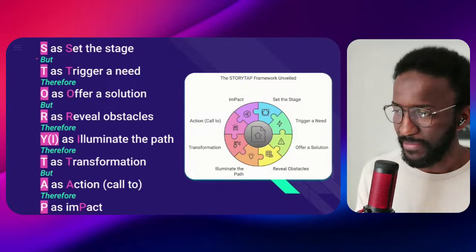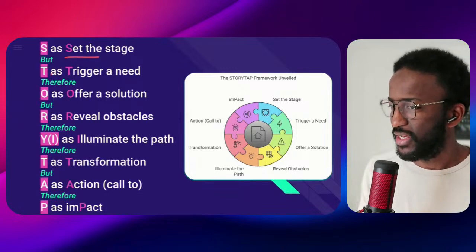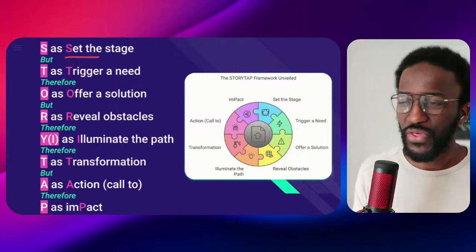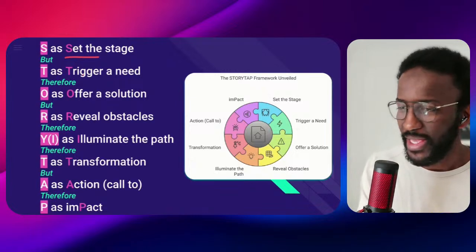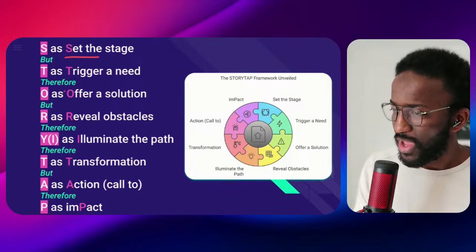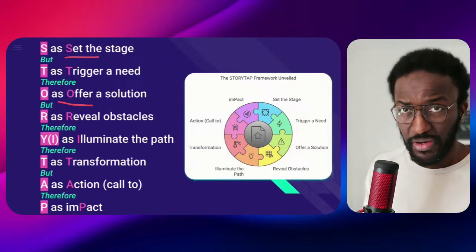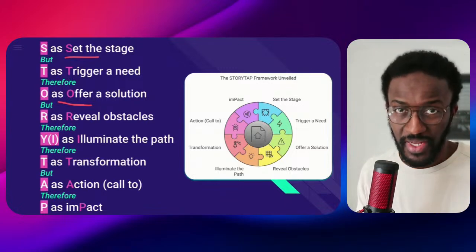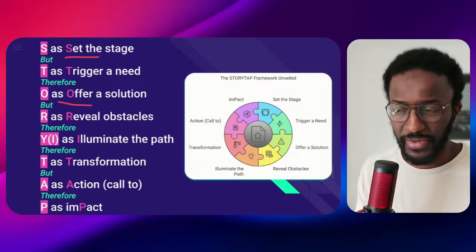Back to the story. So basically, Storytap means set the stage, and the T is trigger a need, so you trigger a need in your audience. Therefore, you offer a solution, but here you more share the why. And then, once you have offered the solution, you work them through the obstacles, because there is no story without conflict and there is no conflict without obstacles. So in each story that you are telling, make sure that there is conflict.